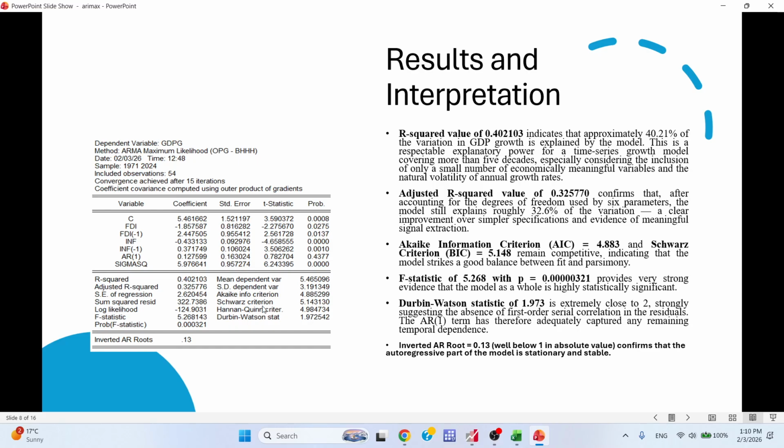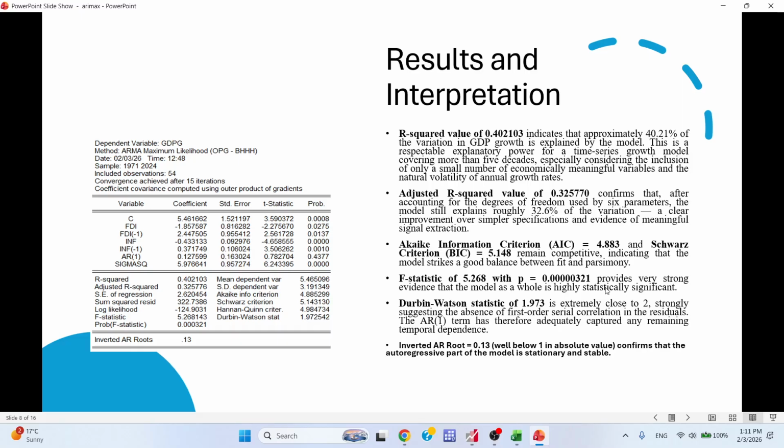Then comes the AIC information criteria. This is used for selecting the lag. So AIC is 4.83 and Schwarz criteria is 5.148, which remains competitive, indicating that the model strikes a good balance between fit and parsimony. Basically these two are used for deciding the optimum lag length, and if you follow this you have to apply OLS again and again, and then you will see the results. The lag at which the AIC value is at minimum is how much lag you decide to take in your model.